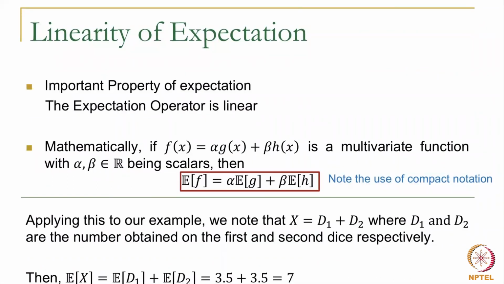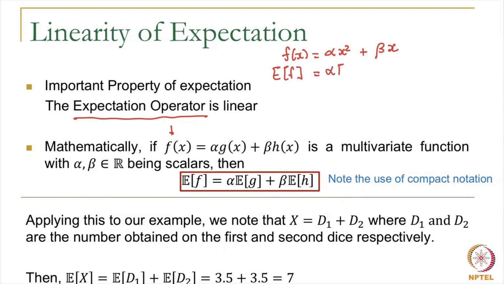So as it turns out, there is an important property of the expectation of random variables, which is that the expectation operator is linear. What does linear mean? Linear means this. If you have a function f of x, so for example, let's say f of x is alpha x square plus beta x. Then if I want to find out the expectation of f of x, this will be alpha times expectation of x square plus beta times expectation of x.